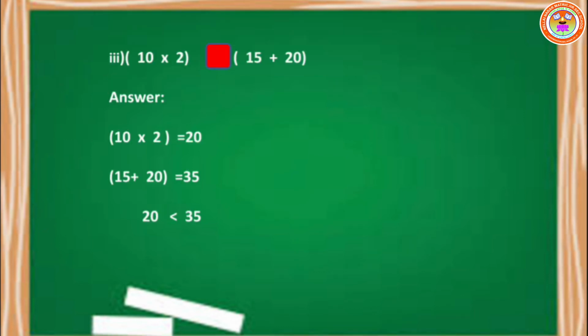Third problem. 10 into 2, one empty box, 15 plus 20. Take the first expression. 10 into 2 is equal to 20. 15 plus 20 is equal to 35. So 20 is less than 35. So what symbol has to come in the box? Less than symbol. We can say 10 into 2 is less than 15 plus 20. Is it clear, students? Yes?